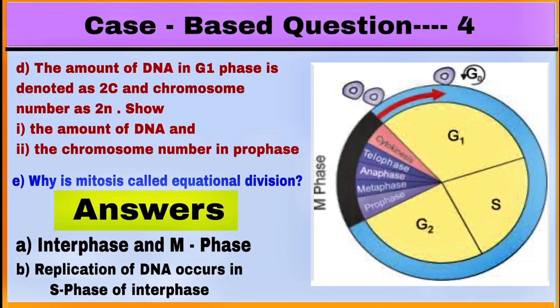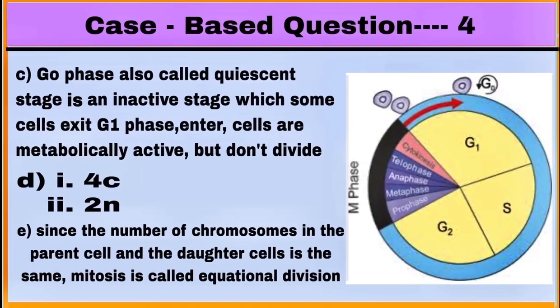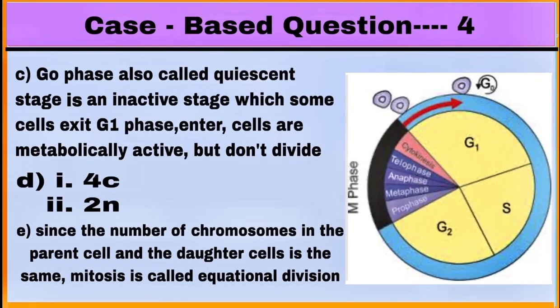This diagram is representing 2 phases of the cell cycle. First phase, interphase, which includes G1, S and G2 phase, and second phase, M phase. Remember, DNA replication takes place in S phase of interphase. So, the amount of DNA gets doubled in S phase while the number of chromosomes remains the same. Also note, mitosis is an equational division.